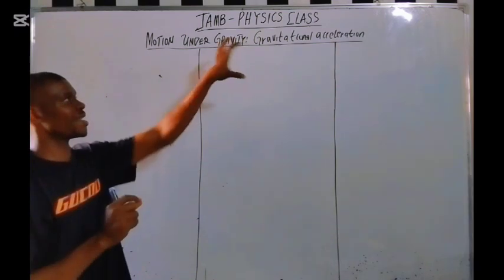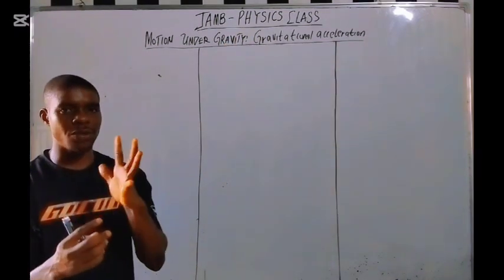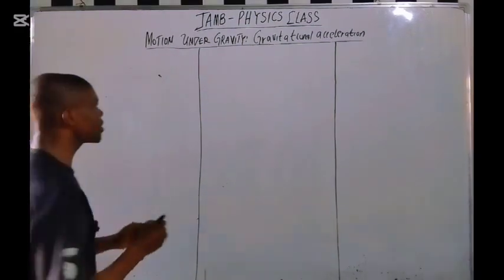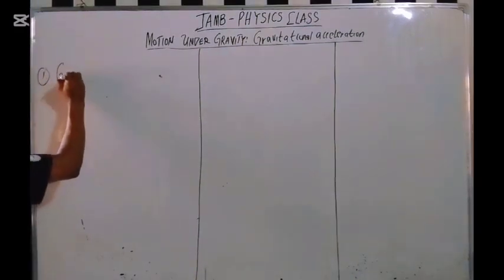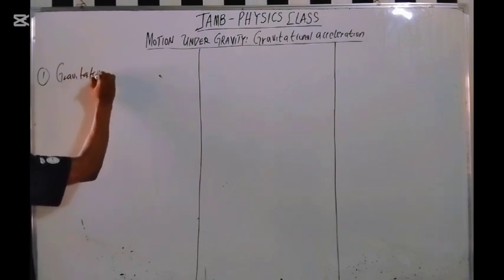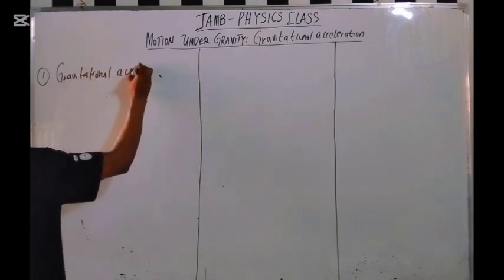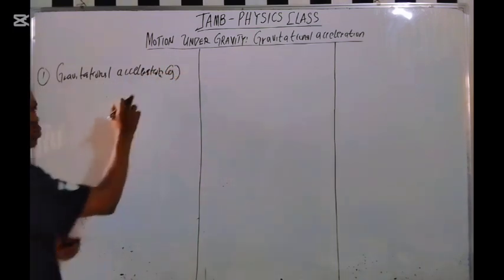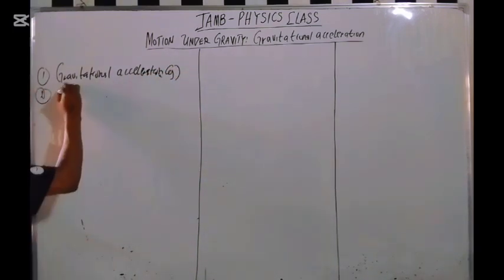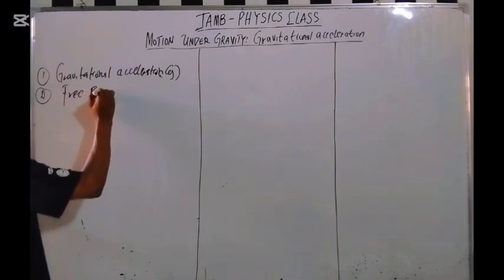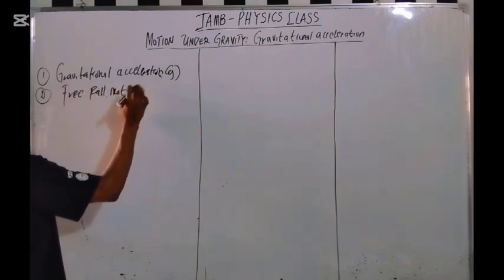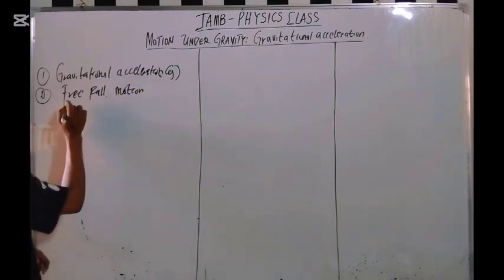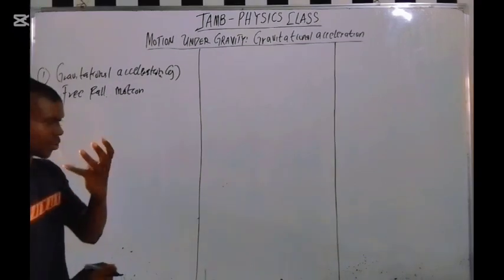Hope you understand. To fully understand this concept here, you have to learn 5 things. I'm going to explain to you step by step so you understand it. The first thing is number 1, gravitational acceleration, which is G. You have to look at it very well. Number 2, free fall motion. I will explain what is called free fall motion so you understand the concept.